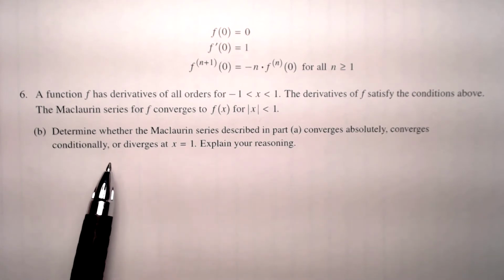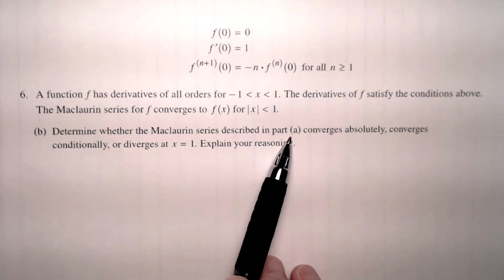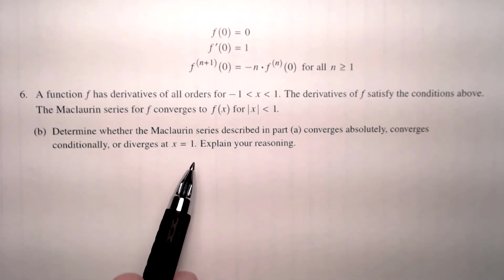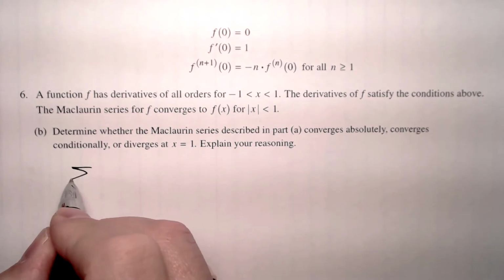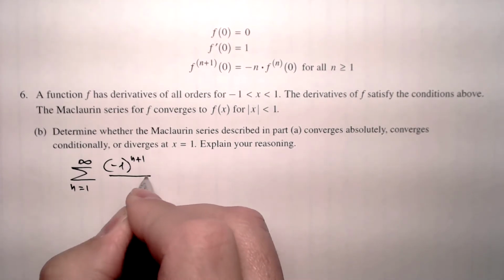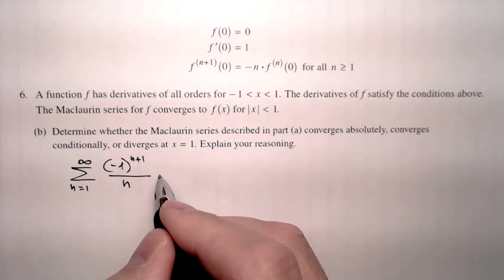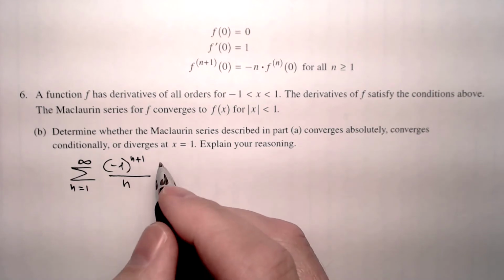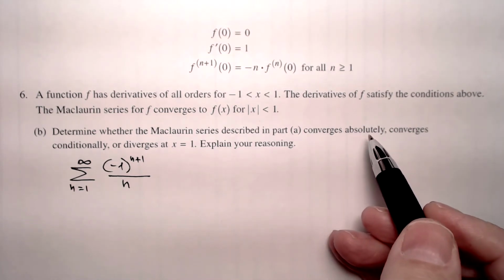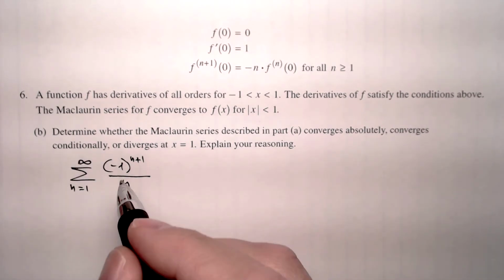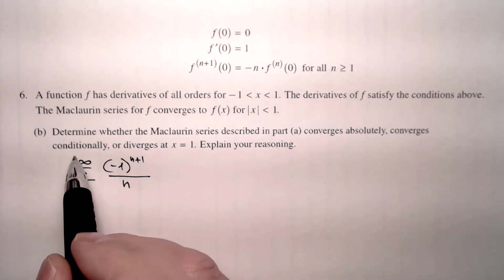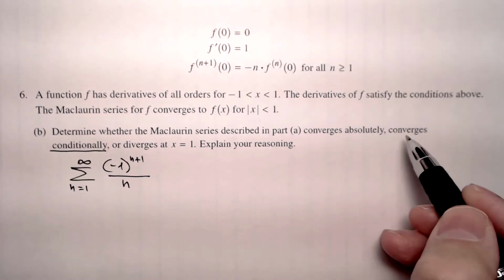In this question we are being asked whether the series that we just determined in part A converges absolutely, converges conditionally, or diverges at x equal to 1. When x equals 1, that series turns into the summation from n equal to 1 to infinity of negative 1 to the power n plus 1 over n, since x to any power turns into 1. We can recognize this as the harmonic series with alternating signs, so it doesn't converge absolutely, but it converges conditionally because this term is decreasing in magnitude towards 0. So this is our answer here.